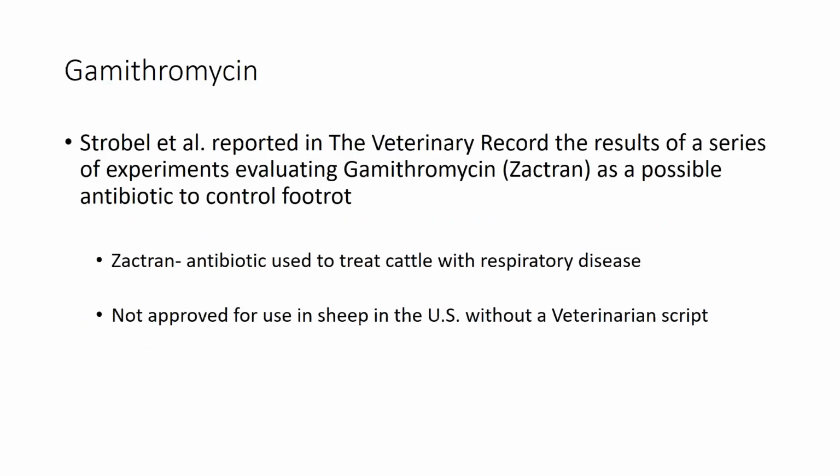I just want to hit on the next few slides. I want to talk about a series of studies that were done in Europe that really highlighted the efficacy of Zactran against foot rot. They were reported by Strobel and co-workers in the Veterinary Record, I believe in 2014, the results of a series of experiments they did with Zactran as a possible antibiotic. Zactran is an antibiotic in this country that's historically been used to treat cattle with respiratory issues.